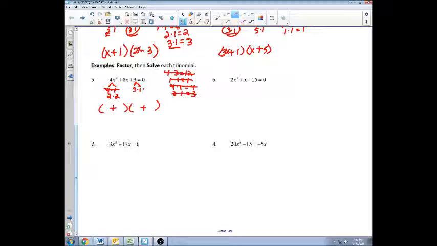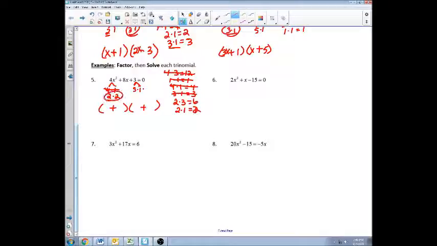Let's see if the 2 times 2 and the 3 times 1 can get me to positive 8. Well, 2 times 3 is 6. 2 times 1 is, I'm sorry, 2. I apologize. 6 plus 2 will in fact get me to positive 8. So I know that my combination has to be 2 and 2 and 3 and 1.